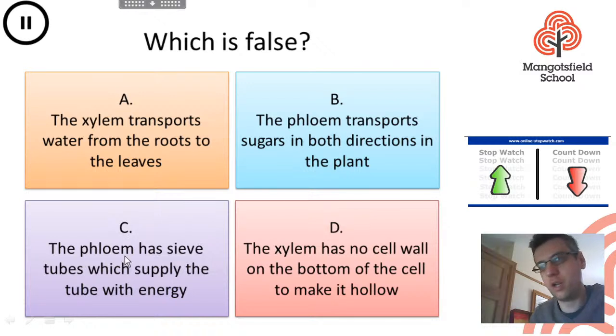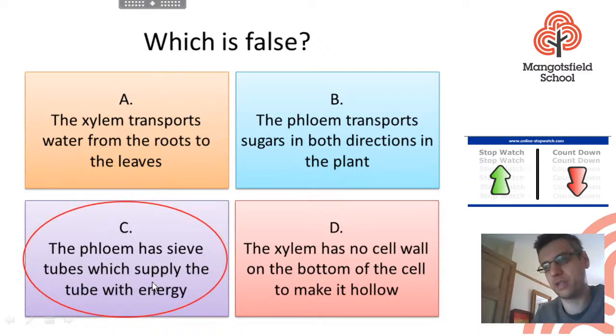C. The phloem has sieve tubes which supply the tube with energy. That is incorrect. So that is the false answer. It is the companion cell that supplies energy. The sieve tubes have holes in to let the nutrients move through.